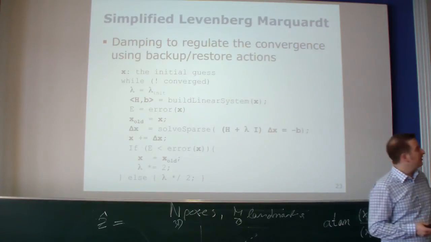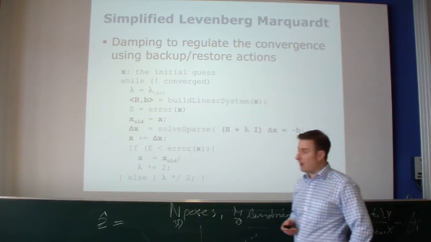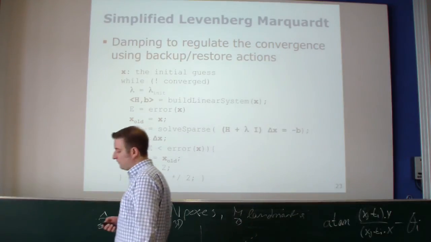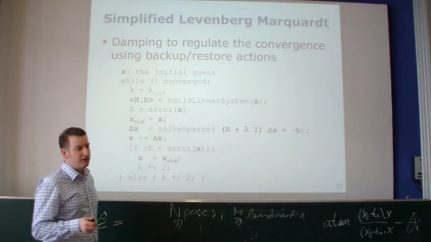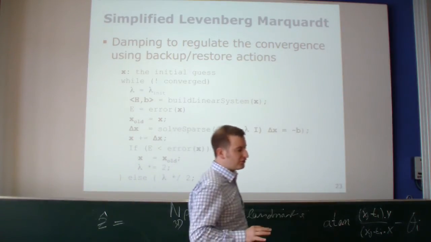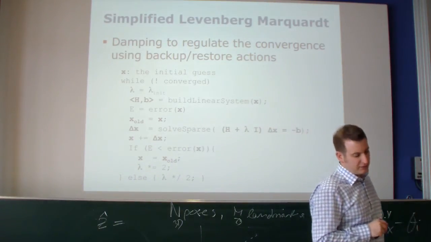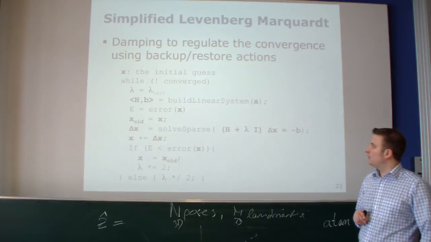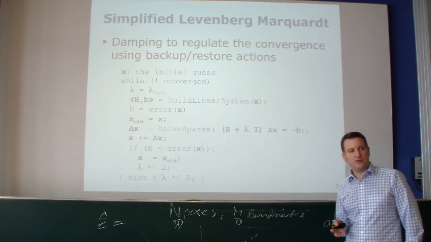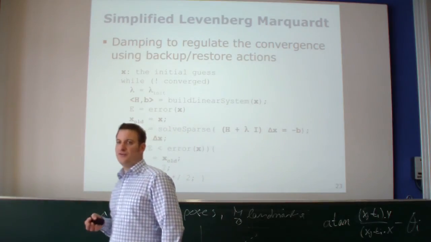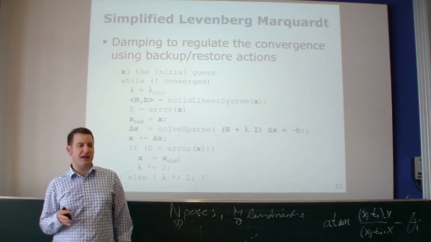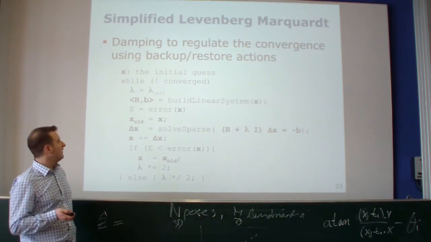And this ends up in something which is known as the Levenberg-Marquardt algorithm, which you can use for solving such systems. It's a very simplified form of the Levenberg-Marquardt algorithm, which is very similar to the Gauss-Newton algorithm we had so far, except that we change the form of that linear system by adding this lambda times the identity term, and then actually vary that one.